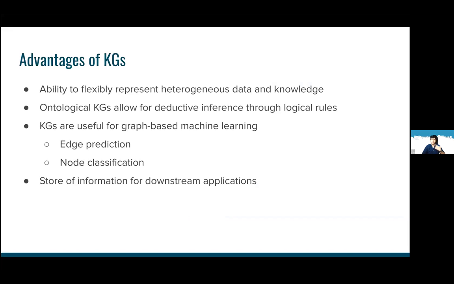And why do people do this? Why use knowledge graphs? It is because it allows you to flexibly represent data and knowledge. It's easy to decompose complex knowledge or complex representations when you represent that information as graphs. And knowledge graphs that have ontologies loaded in them allow for deductive inferences through logical rules or axioms, where, based on existing edges in the graph, you can predict new edges. And there are tools that allow you to do that.